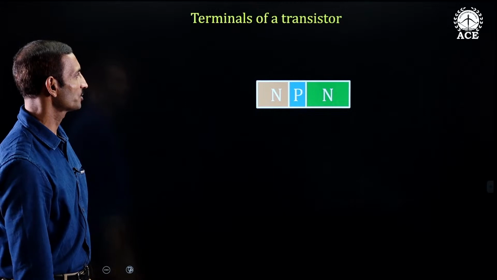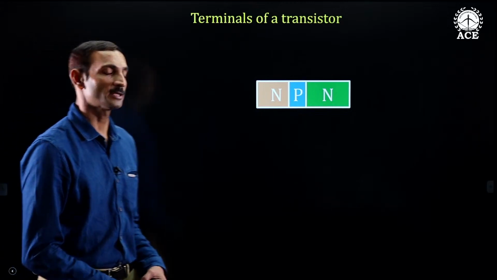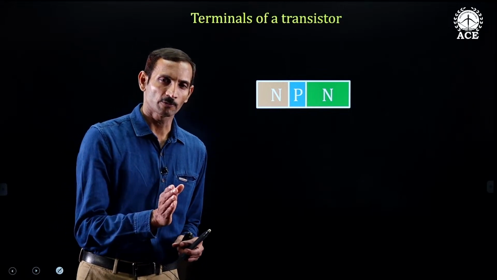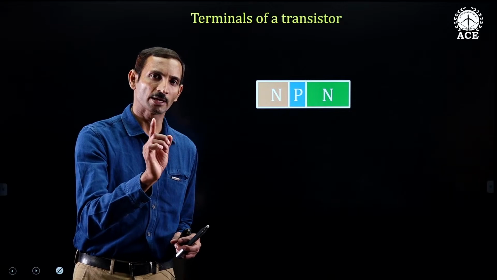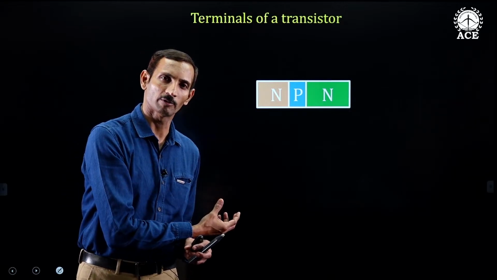Now, terminals of a transistor. There are 2 different types of transistors. How are these transistors formed? When you sandwich a second type of semiconductor into one type of semiconductor, then automatically you get a 3-terminal device.